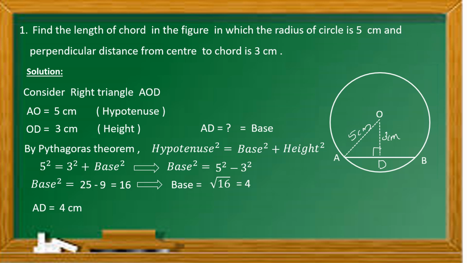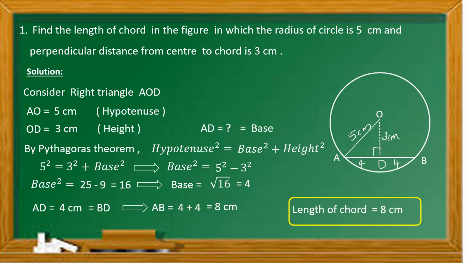But what we need to find? We need to find AB. We know that if AD equal to 4 centimeter, then BD will also be equal to 4 centimeter. Then how will you find AB? Yes, 4 plus 4, isn't it? Because here it's 4 and this is also 4. Then automatically AB will be 4 plus 4 equal to 8 centimeter. So we got the length of chord as 8 centimeter.